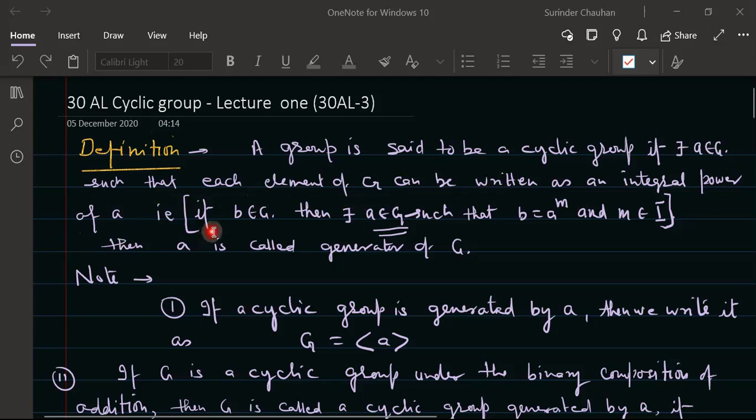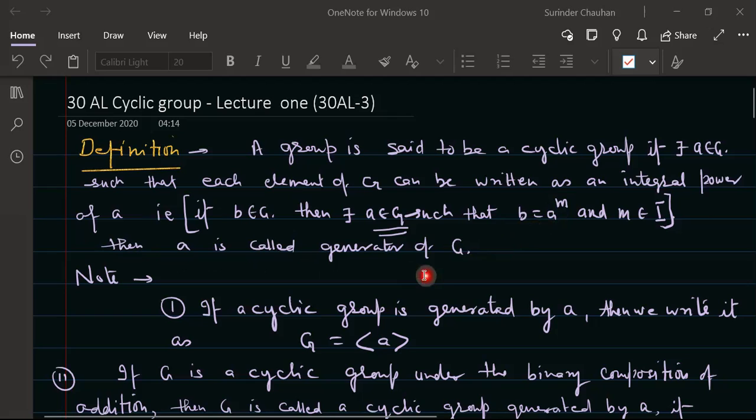That is, suppose b belongs to the group, and there is an element a belonging to the same group such that b is equal to a to the power m, where m is an integer. M is an integer here, not a natural number. You must keep in mind, if you are defining a cyclic group, m is an integer. The power of a is an integer; it can be positive or negative.